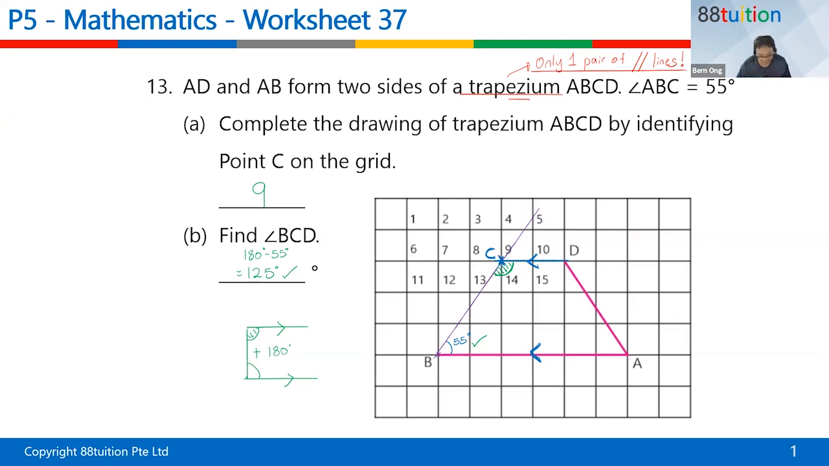Question 14 is on percentage. All right, hello Darius. We are still doing worksheet number 37. Hello Jasmine. Let's finish up with worksheet number 37, questions 13, 14, and 15 first before going into this week's worksheet. Okay, let's take a look at question 14.